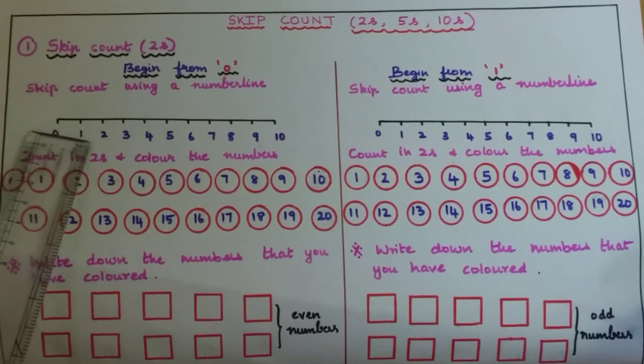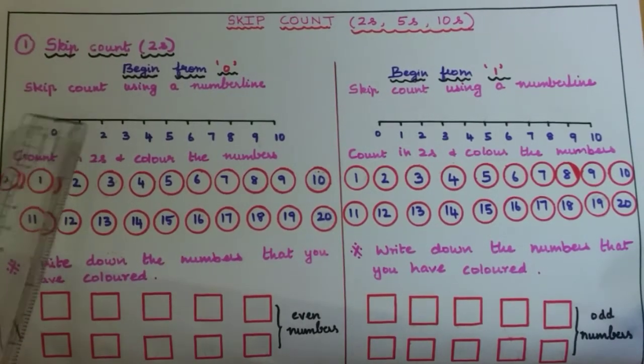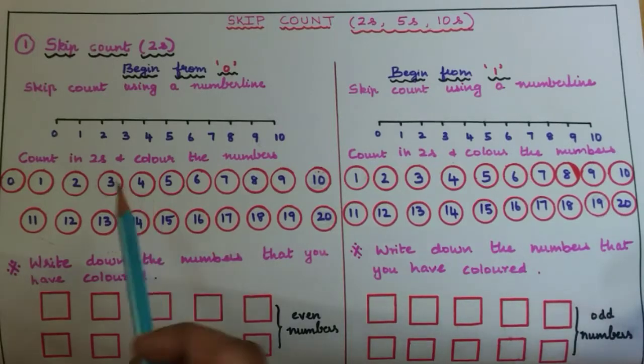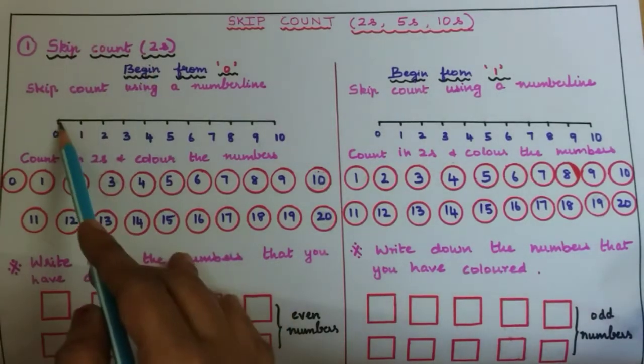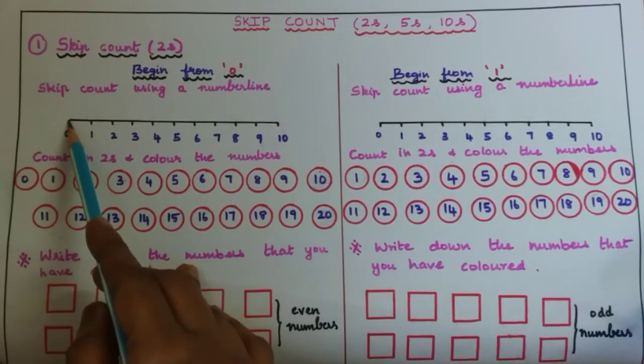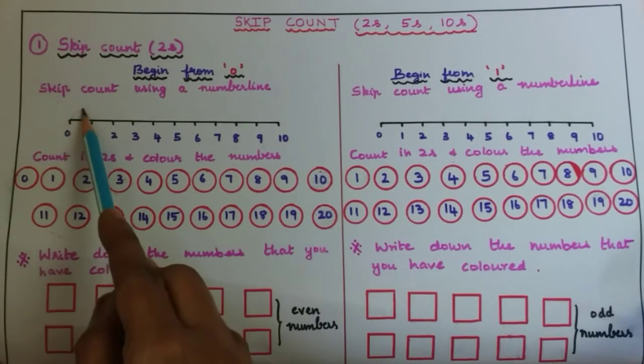So, in the number line, when you start from 0, you leave 1 and land in 2. Leave 3, land in 4, leave 5, land in 6. Leave 7, land in 8 and leave 9, land in 10. So let me draw and show you how the child needs to do this activity.